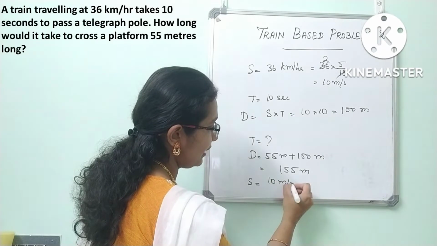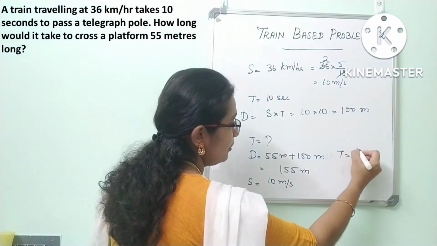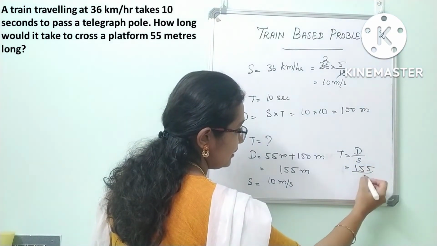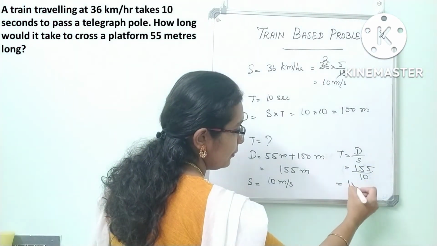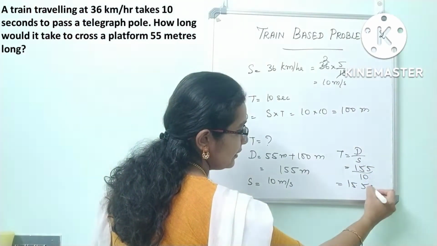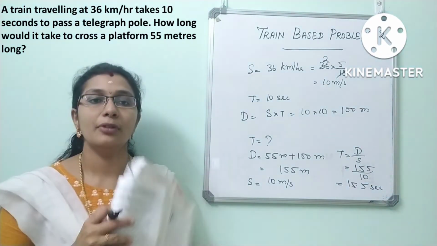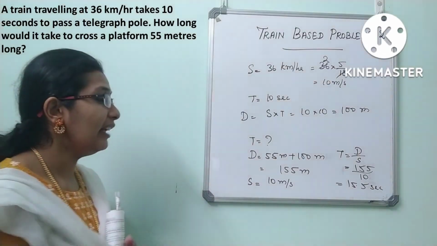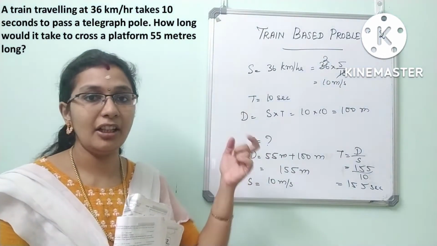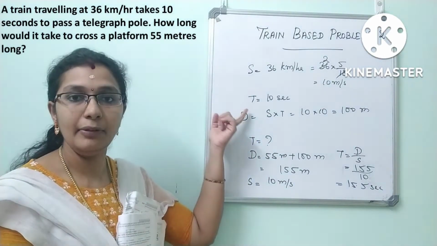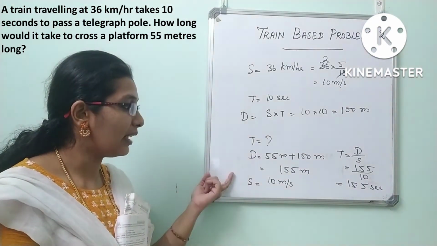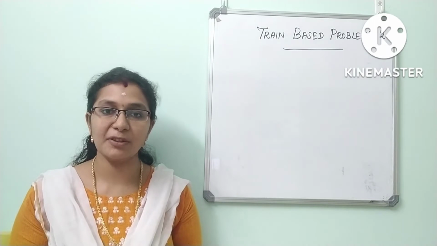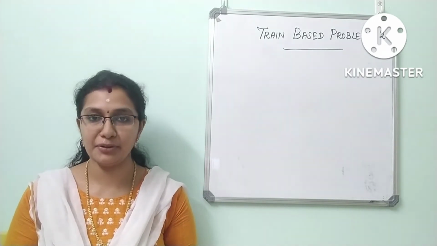Now you can easily find the time, right? Time is equal to distance by speed. Distance is 155 divided by speed is 10, which is equal to 15.5 seconds. Clear? So first write down what all the data is given. Then you try to find the third one. If two data are given, find the third one. Using that, you can relate to the next one and find the answer. Clear? Yes. So let's go with the third question. Try to solve it by yourself.